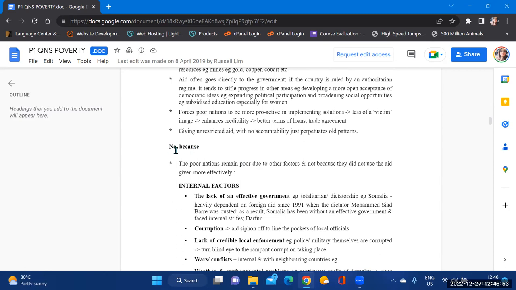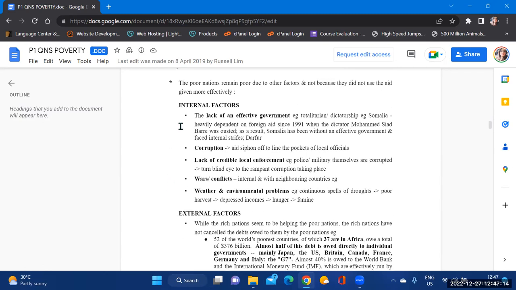On the other hand, if you say no, we should not stop giving aid to the poorer nations, it is because the poor nations remain poor due to other factors and not because they did not use the aid given more effectively. Internal factors include the lack of an effective government, like a totalitarian dictatorship, and corruption, with aid siphoned off to line the pockets of local officials.